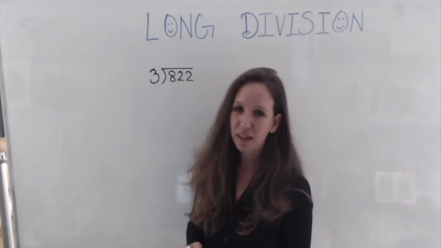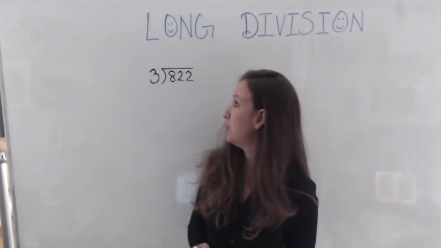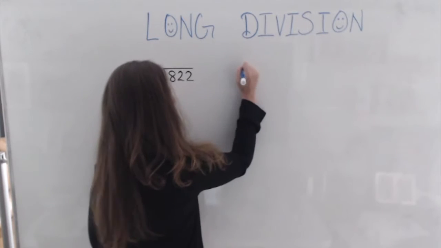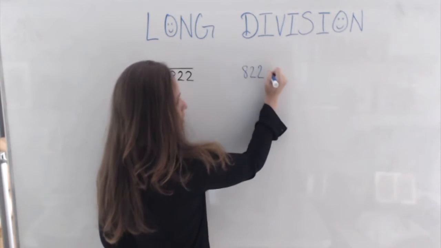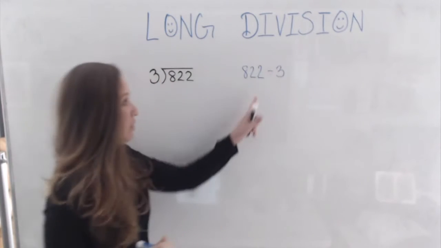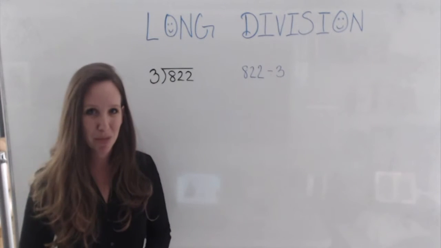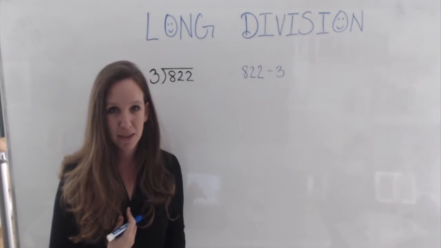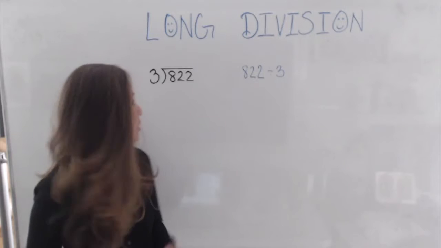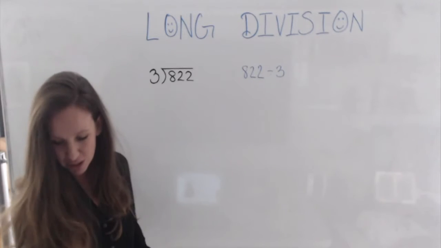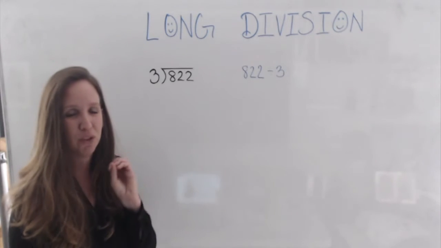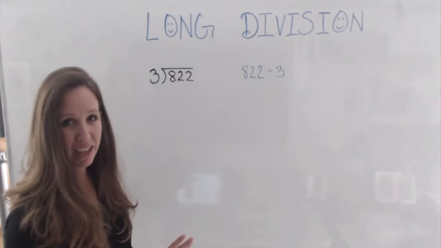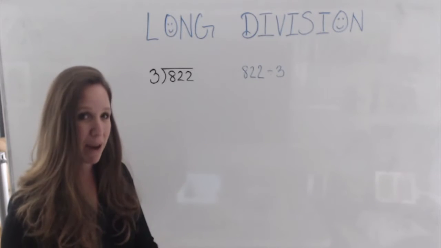How many times does 3 go into 822? Or we could think of it as 822 divided by 3. These are saying the exact same thing. I know that I can't do that with mental math, and I don't expect you to either. So the first thing we're going to do is look at it one step at a time.